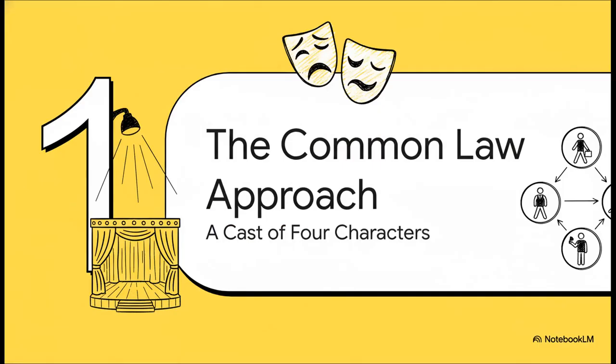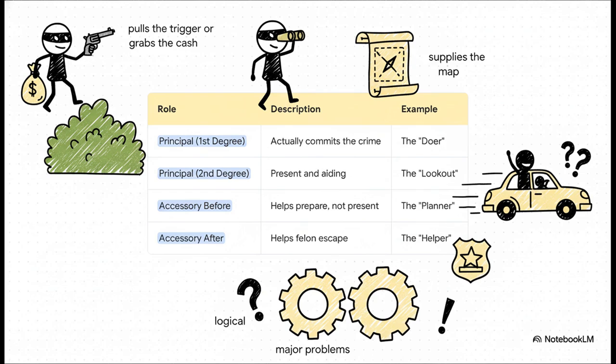So to really get where we are now, we've got to go back in time and look at the old common law system. You can think of it like casting a play. It divided everybody involved in a crime into four really specific and really rigid roles. So let's meet the cast, shall we? First, you had the principal in the first degree. This is the doer, the person who actually pulls the trigger or snatches the money.